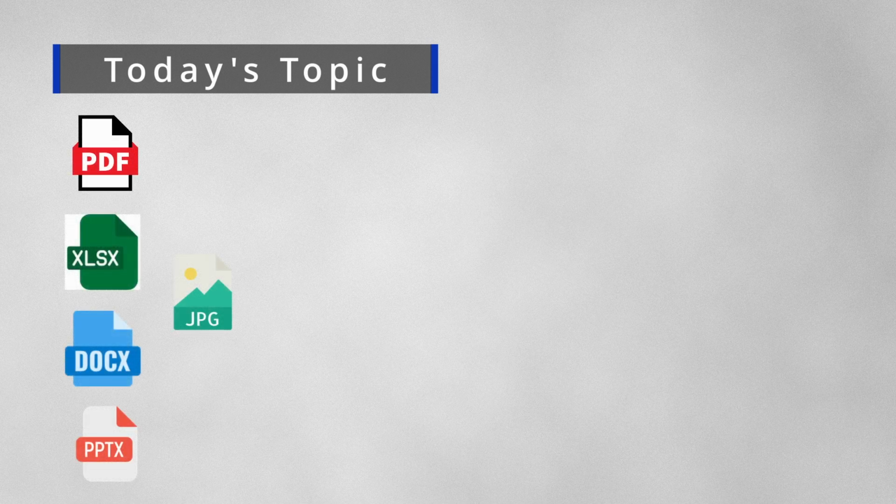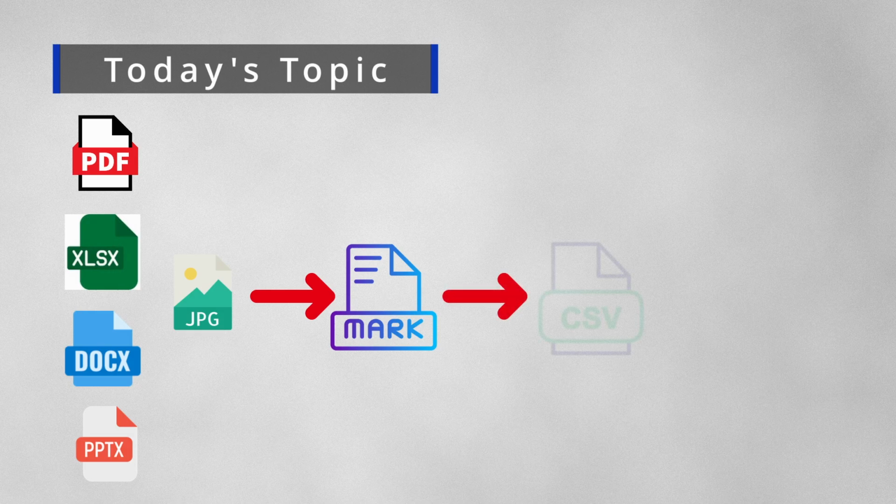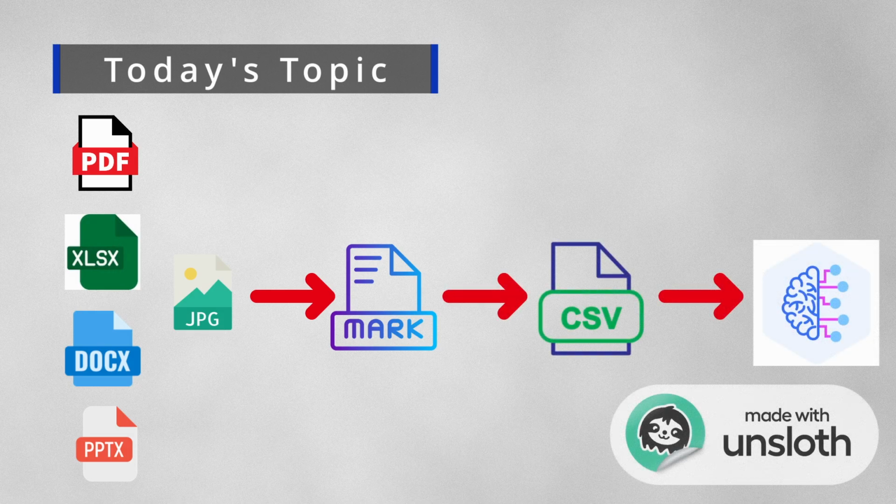In today's video, we're going to be exploring how you can build your own app to convert different formats of files, PDFs, Office files, images, and other formats into a Markdown format. The Markdown format can then be converted to CSV files, which are going to be quite handy when you are fine-tuning your large language models using the Unsloth method.